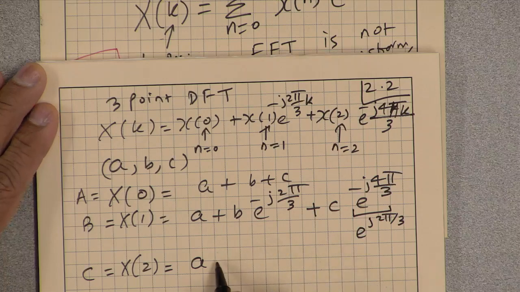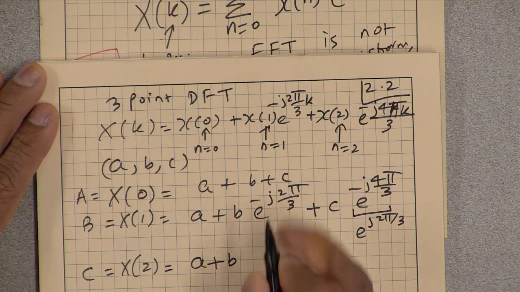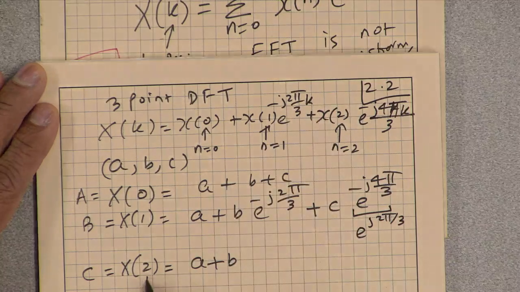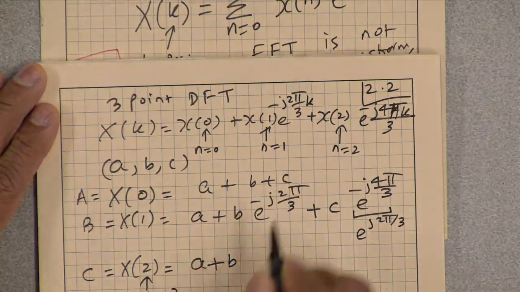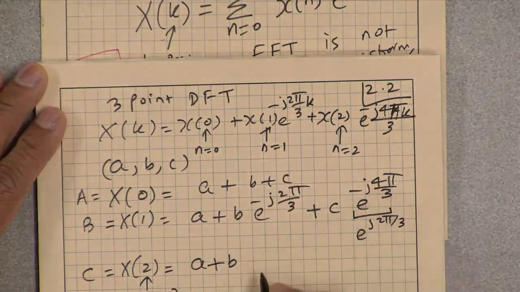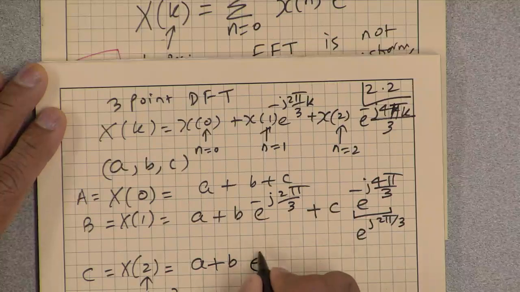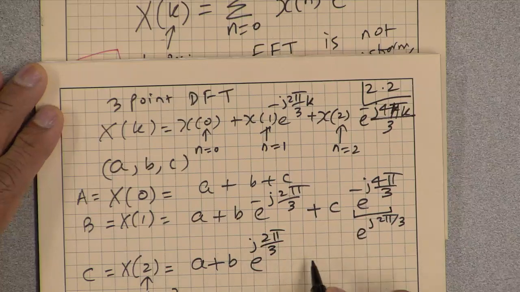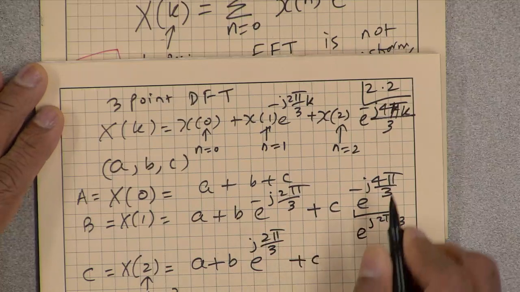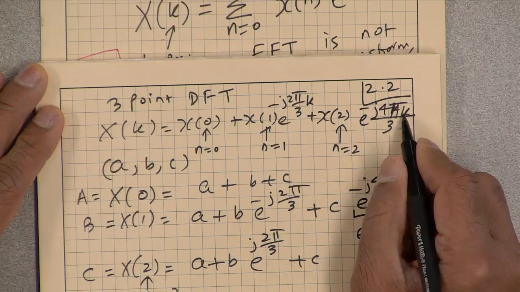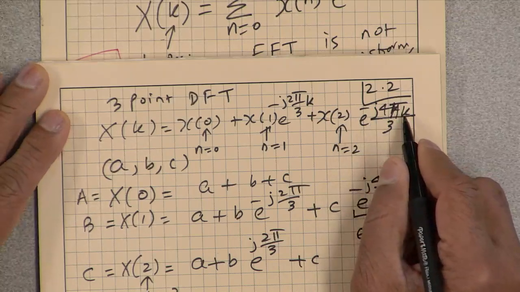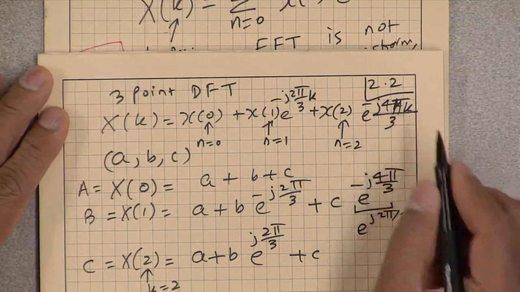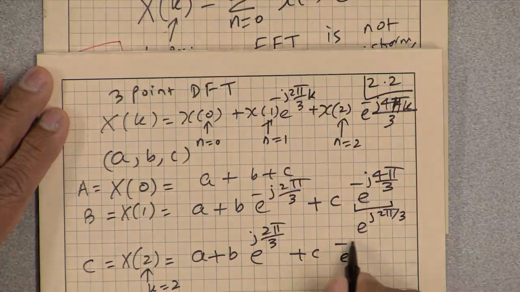A plus B. Now k is equal to 2. So that's going to be minus j 4 pi by 3, which I can then write as j 2 pi by 3. Okay, and then plus C. So if you substitute k equal to 2, minus j 8 pi by 3 is the same as minus j 2 pi by 3.